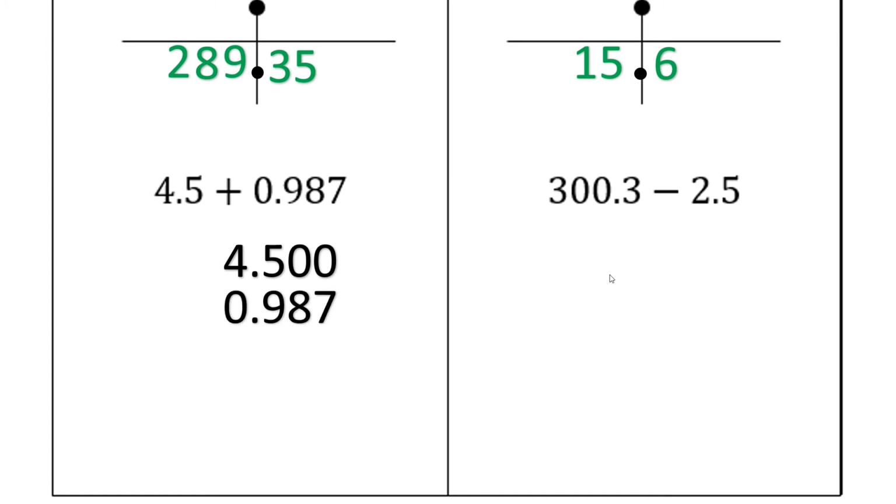Bottom left, we're going to have 4.5 plus 987 thousandths. I went ahead and added my zeros in to hold the place value here, and then add down. So 7 plus 0, 8 plus 0, 5 plus 9 is 14, carry the 1, 4 plus 1 is 5.